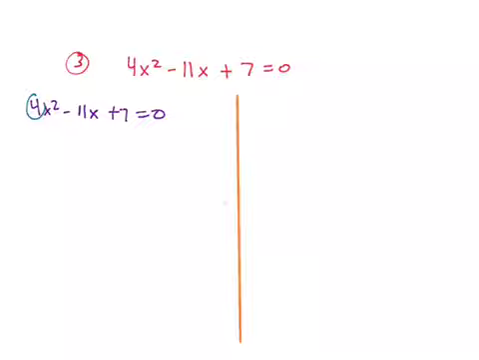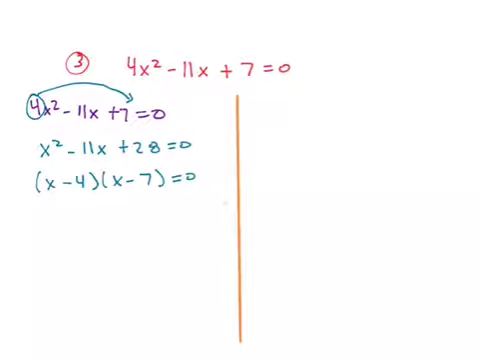So we're going to slide it back. We take the 4, we slide it back through multiplication times the 7. So this becomes x squared minus 11x plus 28 equals 0. Now we just need to factor this. Two factors of 28 that add up to be negative 11 would be negative 4, negative 7. So x minus 4, x minus 7 equals 0.